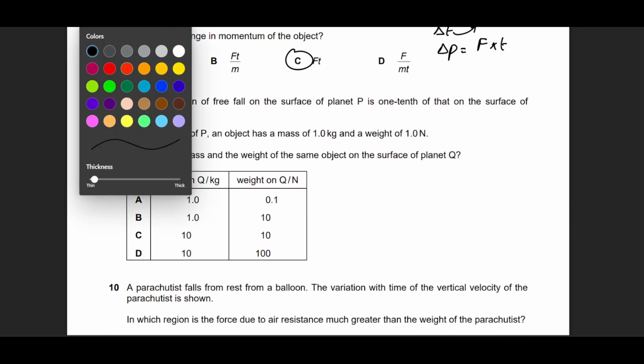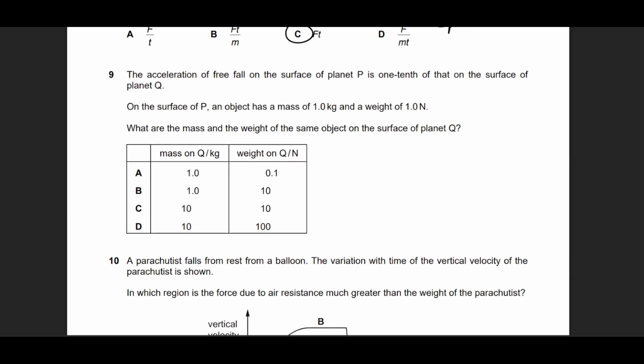Question number 9 was again a very straightforward question, no difficulty over there. He says that the gravity of P is, let's say, G. The gravity of Q is, let's say, 10 times G. He says 1/10. I try to avoid fractions because they involve algebraic complications. So let's not go there. Let's keep it 1 and let's keep this as 10G.